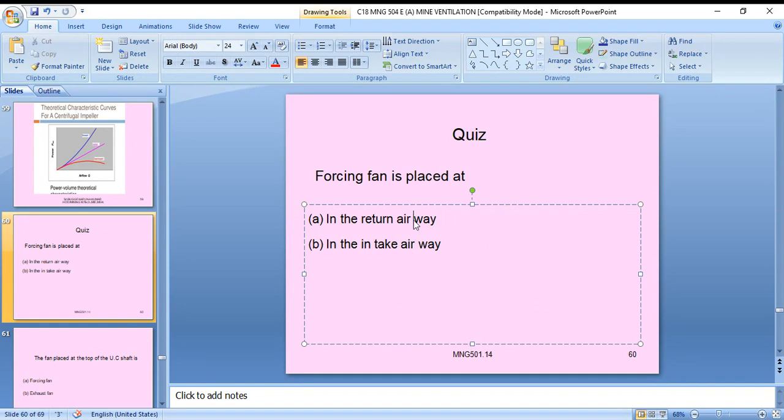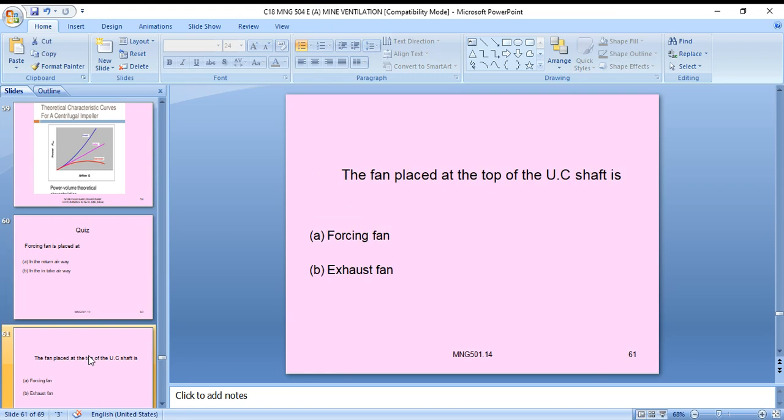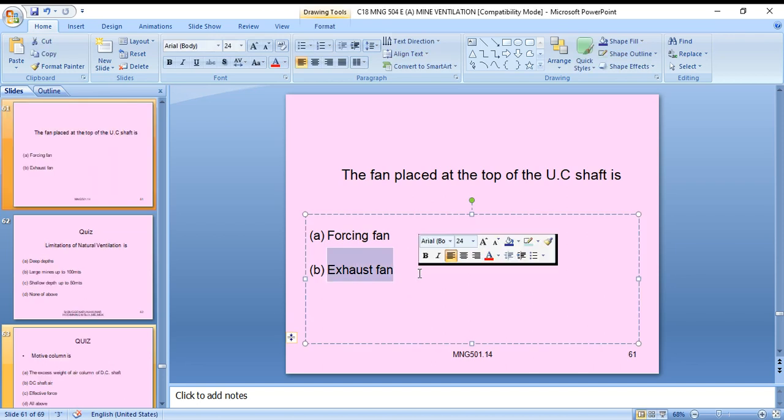But what happens in the return airway? The airway will be affected, and the foul gases will be affected. That is an important point. And then, the fan placed at the top of the upcast shaft is: upcast is the exhaust, so that means you are using an exhaust fan. So this answer is exhaust fan.